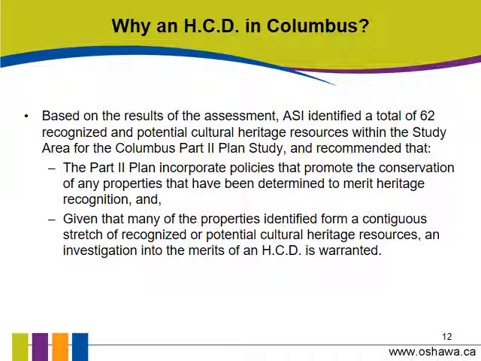Based on the results of the assessment, ASI identified a total of 62 recognized and potential cultural heritage resources within the study area for the Columbus Part 2 Plan study. ASI recommended that the Part 2 plan incorporate policies that promote the conservation of any properties that have been determined to merit heritage recognition, and, given that many of the properties identified form a contiguous stretch of recognized or potential cultural heritage resources, an investigation into the merits of an HCD is warranted.